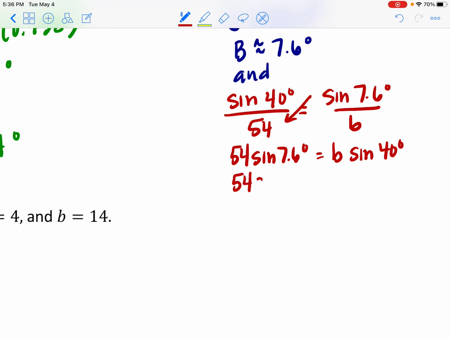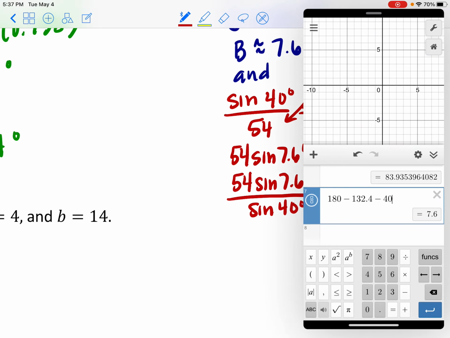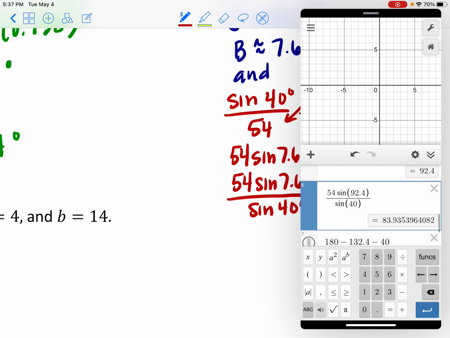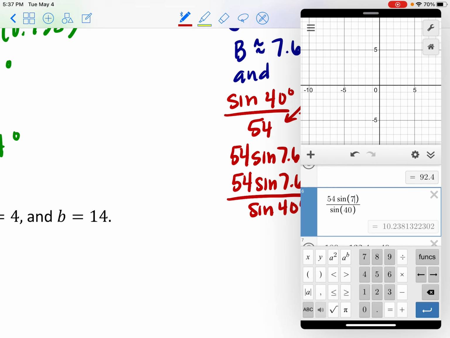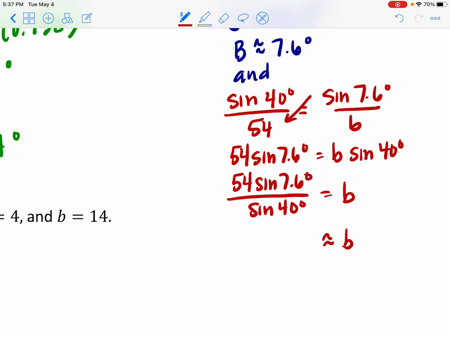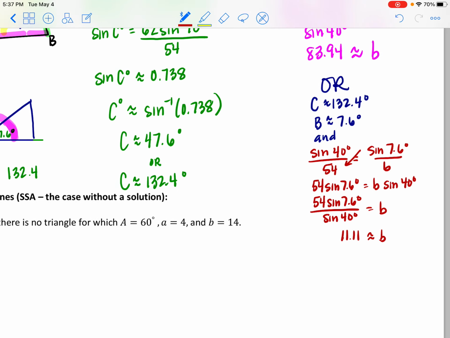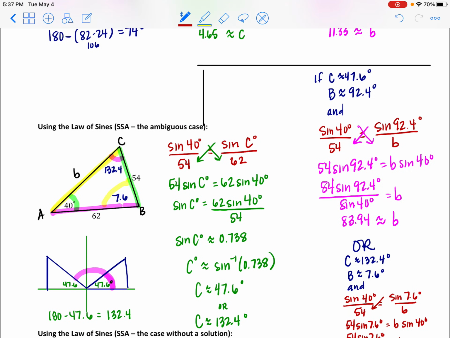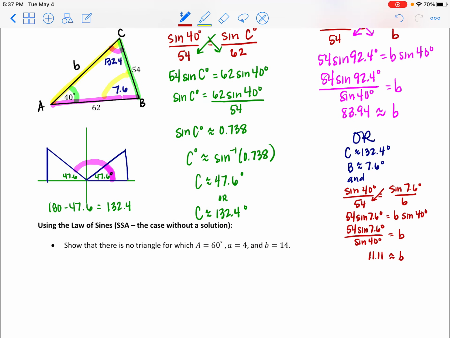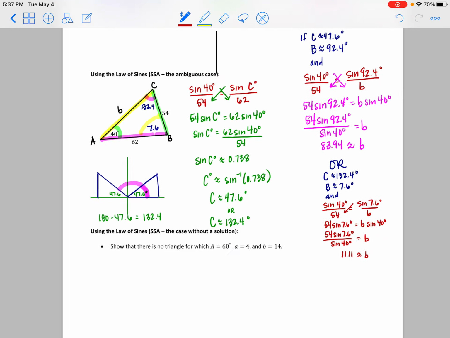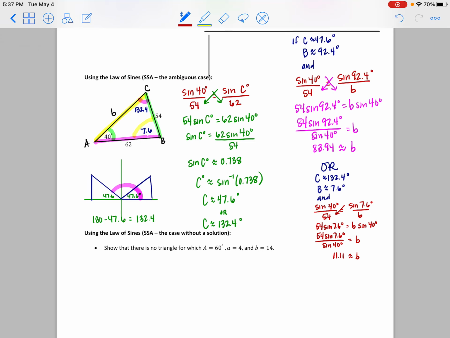We divide, 54 sine of 7.6 divided by the sine of 40, and that gives us b approximately equal to, again, I just need to change this to a 7.6, and then I get about 11.11. So those are my possibilities. Either C is 47.6, B is 92.4, and little b is 83.94. Or C is the bigger obtuse angle, B is really tiny, and little b is 11.11. So two possibilities. That's a lot of work for that ambiguous case.